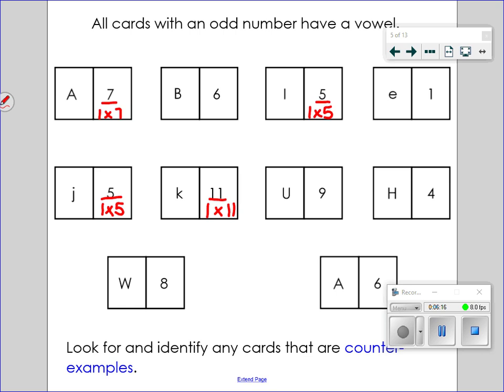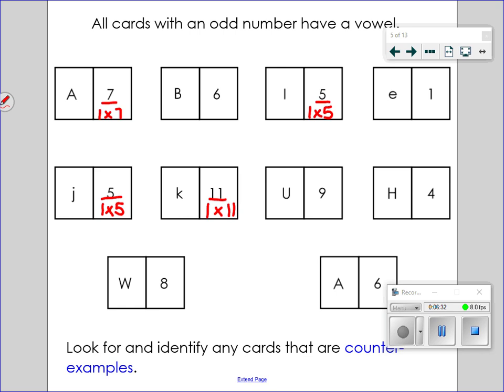No, 1 times 8, 2 times 4, not a prime number. What about 6? 1 times 6, 2 times 3, not a prime number. Okay, so we have found all the prime numbers. I've marked them all in red.